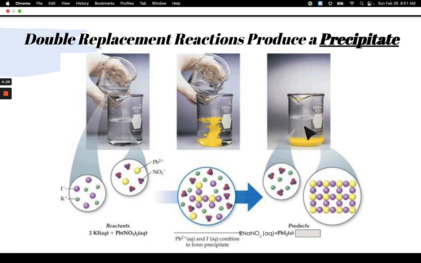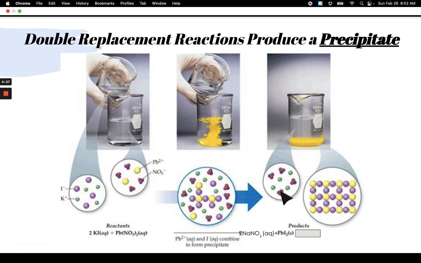So the products of this reaction are the sodium nitrate, and that's this. It's still soluble, it's still dissolved, and the lead 2 iodide. That's the ionic compound. And you can see that for every one lead, we have 2 iodides. Okay, so that's the ratio in this particular ionic compound. That's why, unlike the one I showed you, there are some coefficients that are needed to balance this equation.